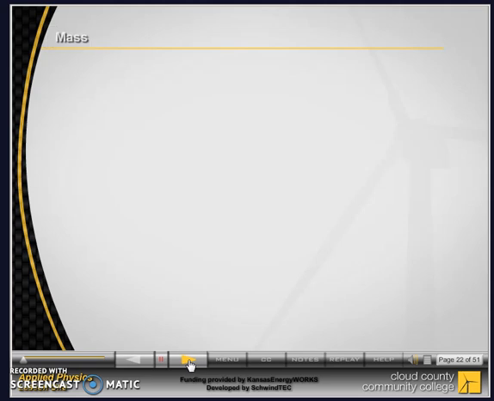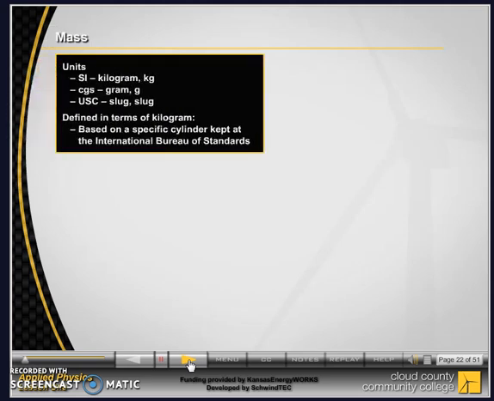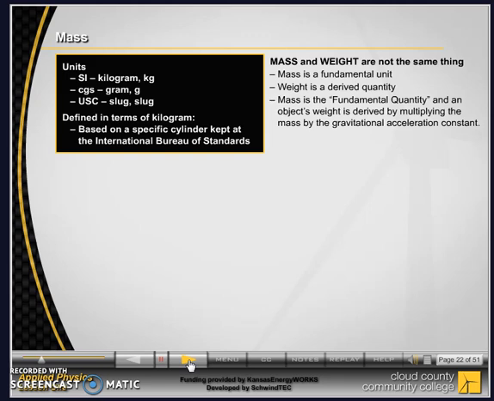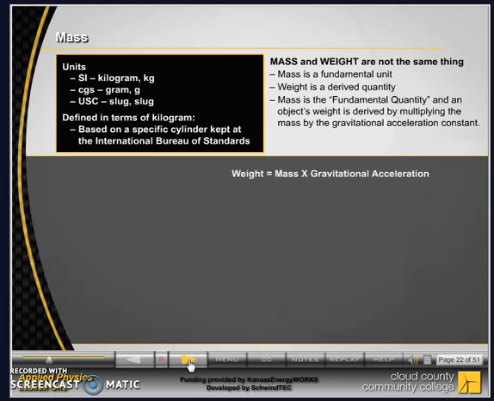The second fundamental unit is mass. The following information is true about mass. Please note that mass and weight are not the same thing. Mass is a fundamental unit and weight is a derived quantity. Hence, mass and weight are proportionate because of gravitational attraction, but mass is the fundamental quantity and an object's weight is derived by multiplying the mass by the gravitational acceleration constant. Weight equals mass times gravitational acceleration.